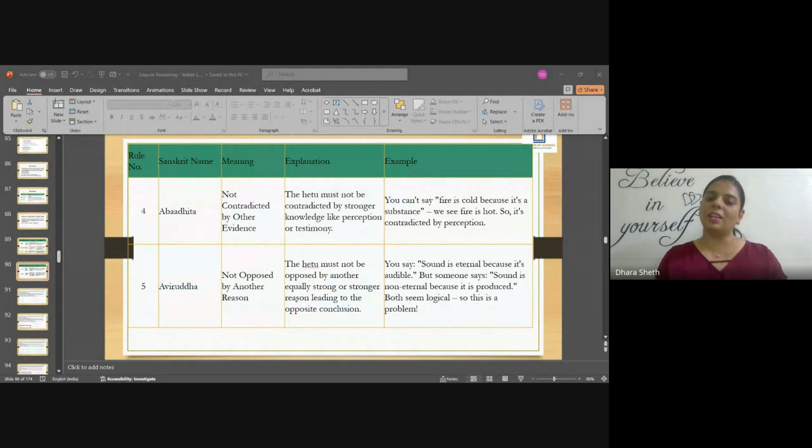We say sound is eternal because it is audible. But someone says sound is non-eternal because it is produced. Sound is eternal. Sound is always there because you can always listen to it. But someone says sound is not eternal. Sound is not always there. You have to produce the sound. It does not exist before the sound is produced. So it is non-eternal. Both seem logical and both are opposite to each other. So now there is a problem. Clear with Aviruddha and Abadhit? Or take a moment to let it sink in.